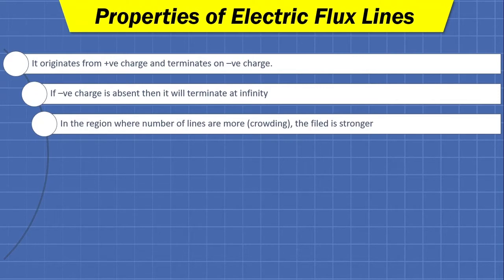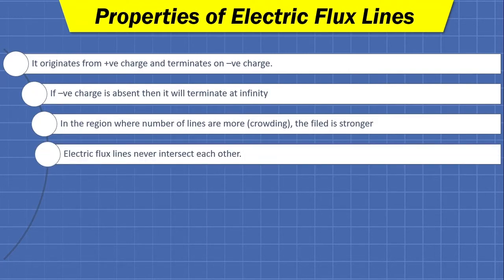Thirdly, in the region where the number of lines is more, wherever we are witnessing a crowding of lines, we can say the field is stronger in that region. The electric flux lines never intersect each other.